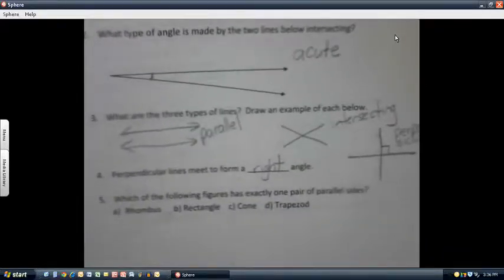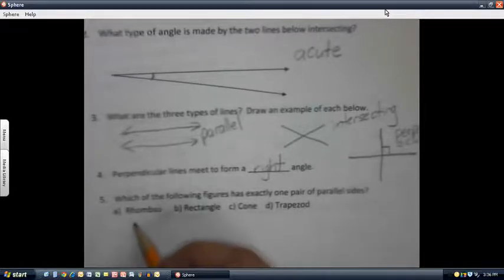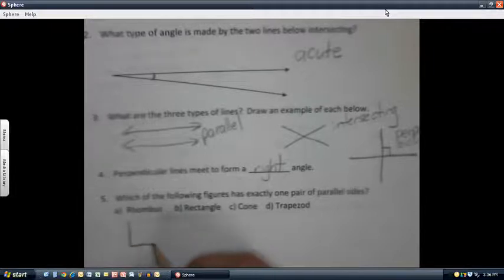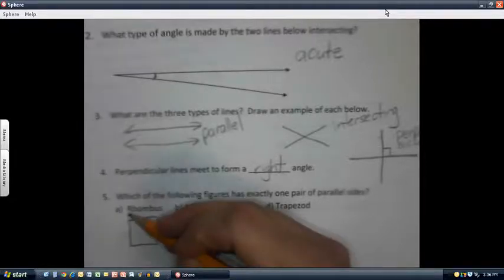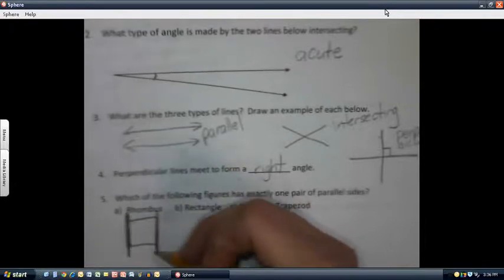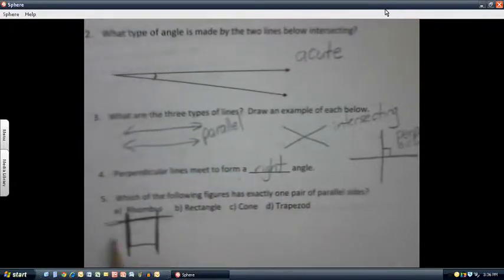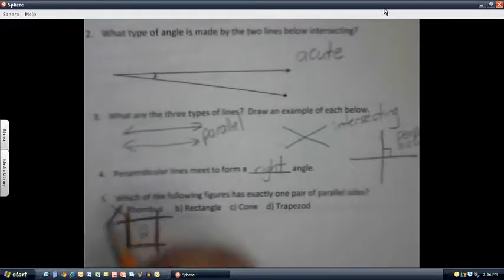Which of the following figures has exactly one pair of parallel sides? A rhombus is a 4-sided figure that has all equal sides. An example of a rhombus would be a square, but it has, here's one pair, and here's another pair. So it actually has 2 pairs of parallel sides, so that is incorrect.